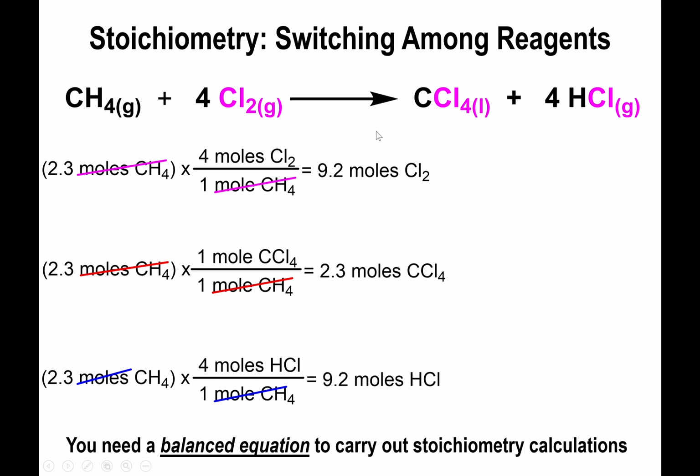But the key idea right here is that you can switch over from anything. And you don't even need to start with reactants. You could start with products and switch over to reactants or any other combination. But this has to be done when you have moles. If you don't have moles, you will first have to carry out whatever conversion is necessary to get to moles prior to doing the switch.